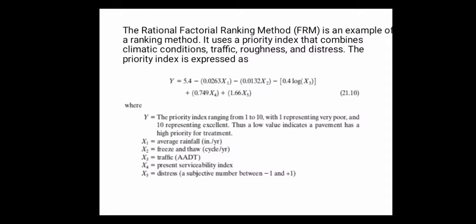And x sub 1 here is the average rainfall. X sub 2 is the freeze and thaw. X sub 3 is the traffic. X sub 4 is the present serviceability index, and x sub 5 is the distress, which is a subjective number between -1 and +1.